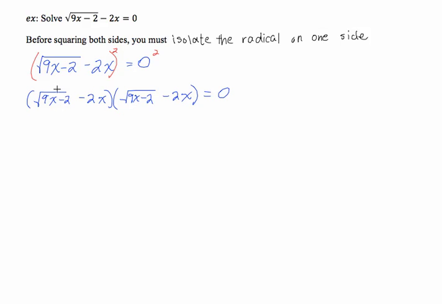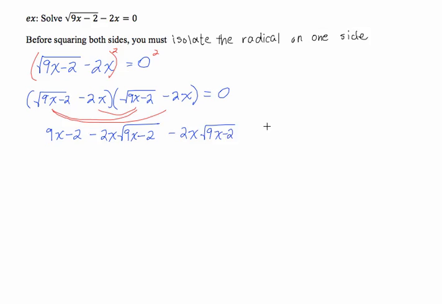Then when you FOIL, you would get the square root of 9x minus 2 times the square root of 9x minus 2, which is 9x minus 2. The radicals go away there. Your outside terms then would give you minus 2x times the radical, and that right there is why the radicals don't go away. It's because of these two outside and inside terms.